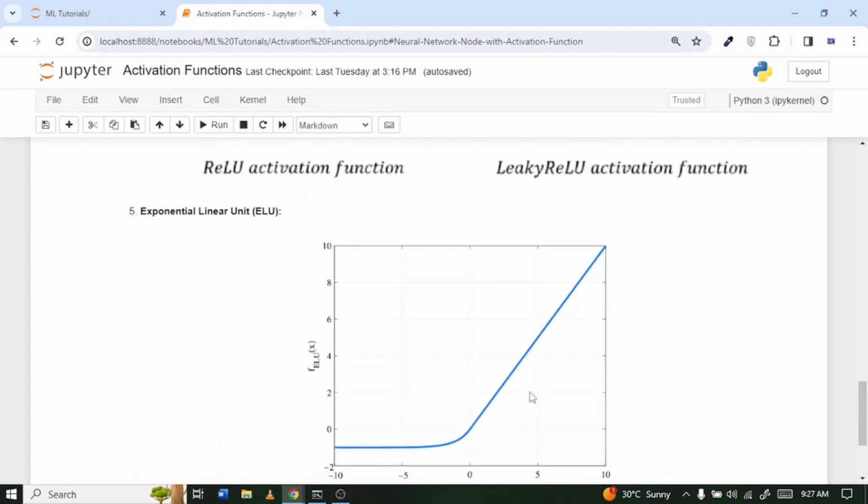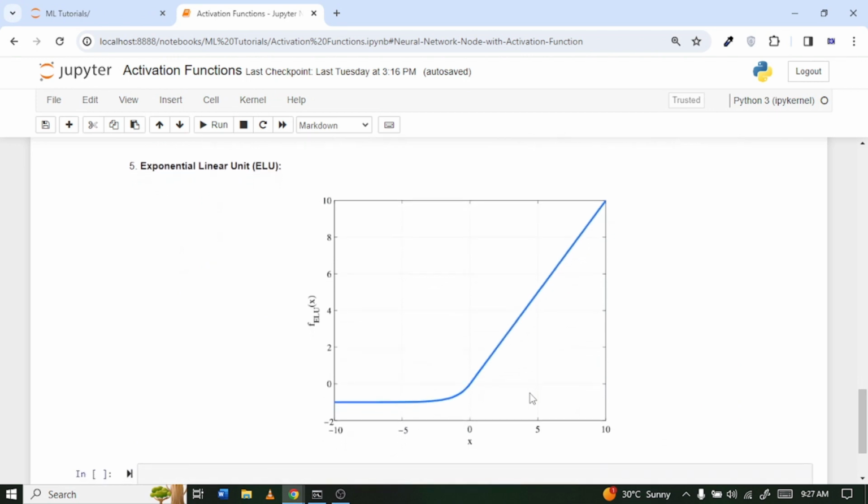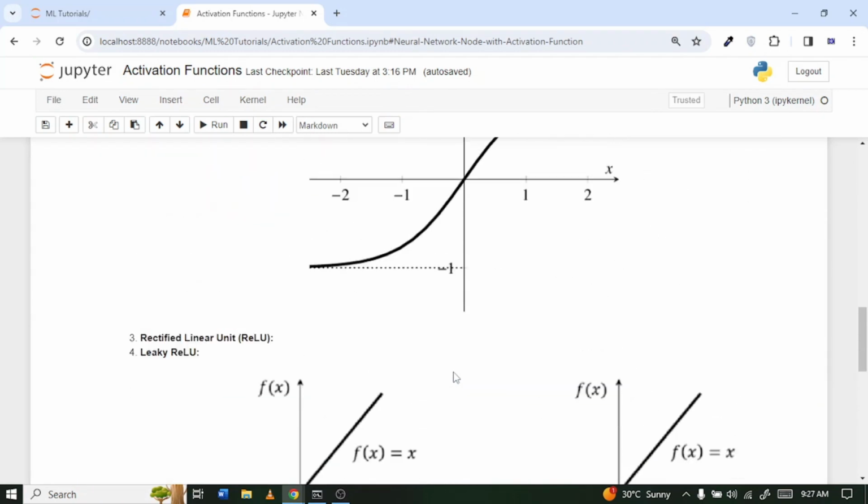And the last one I would like us to talk about is the exponential linear unit. It's also another variation of the ReLU, which avoids the dying ReLU problem by allowing some negative values. As you can see here, we have some negative values right here. But this time around, it introduces an exponential component for the negative inputs, which smoothens the transition. So these are some of the activation functions we have.